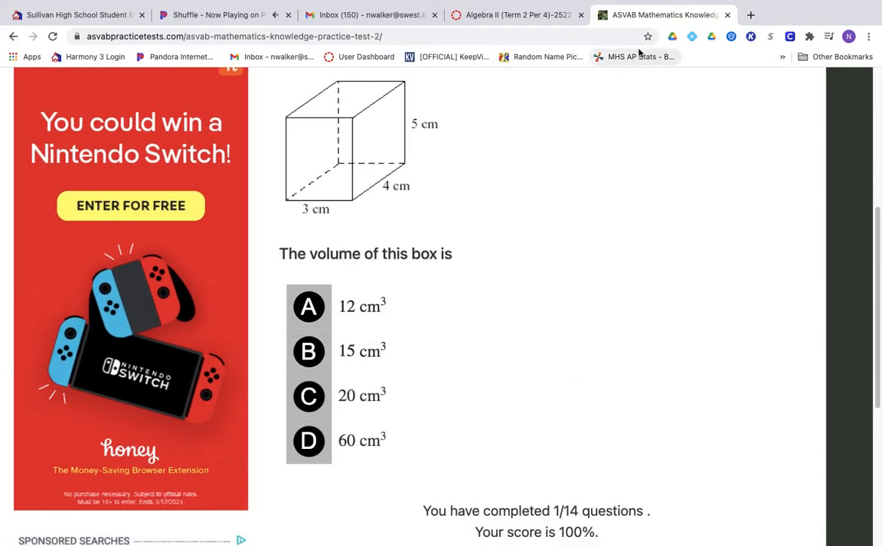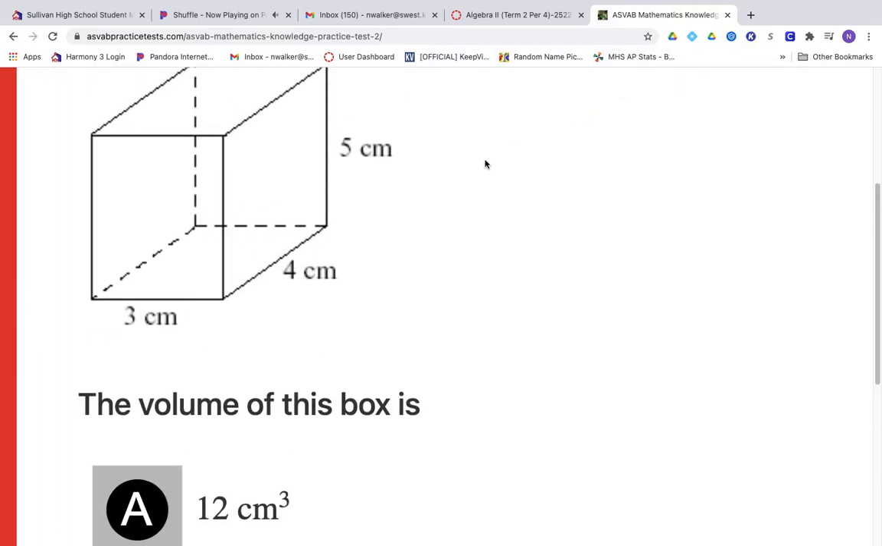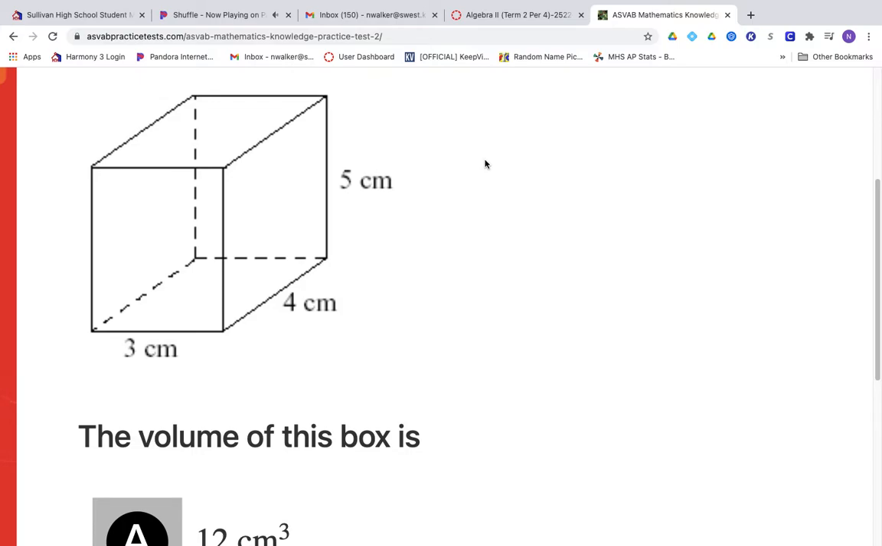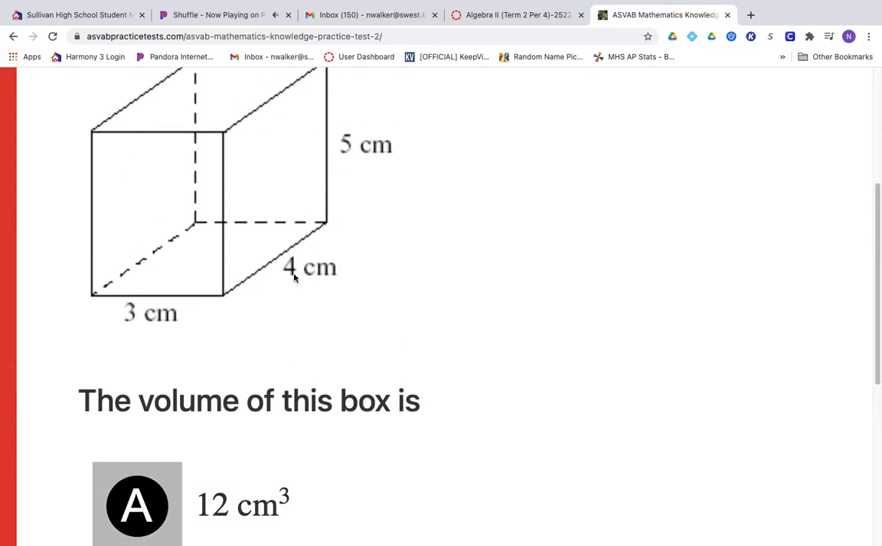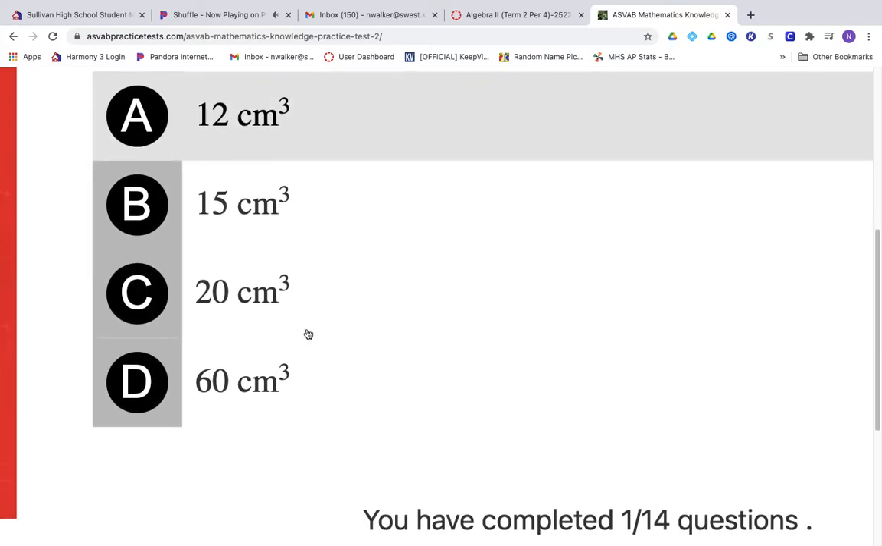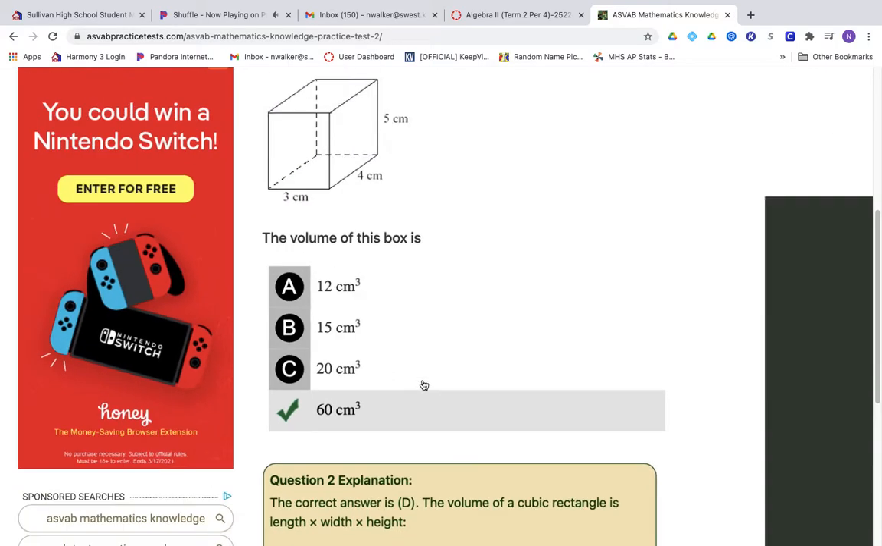Hey, how do we find the volume of a box? 3 times 4 times 5. Length times width times height. What's 20 times 3? 5 times 4 is 20. 20 times 3. What is that, everybody? 60. All right. Easy enough.